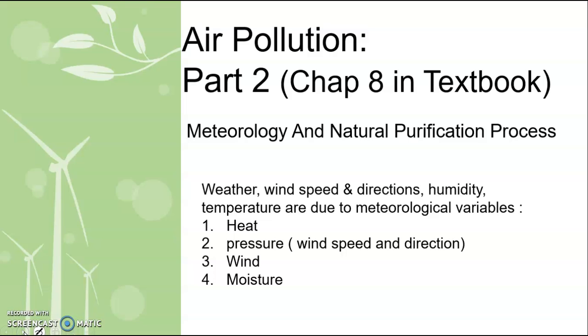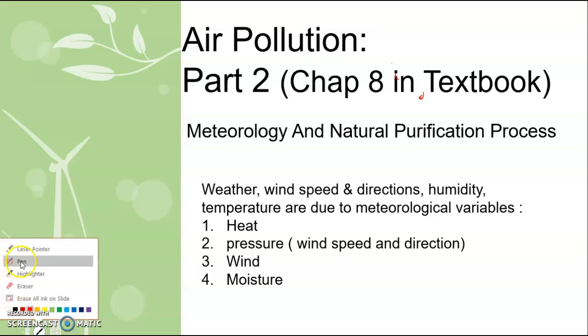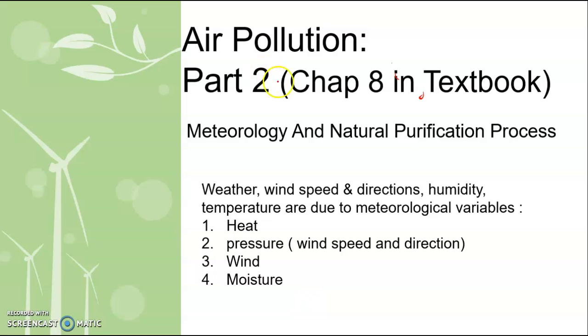This will emphasize the effect of meteorological elements on the dispersion of pollutants. In this chapter, we will see how variables such as heat, pressure, wind, and also moisture will affect the atmospheric contaminants. You need to consider all these four variables in calculating the atmospheric contaminants, meaning in air pollution.